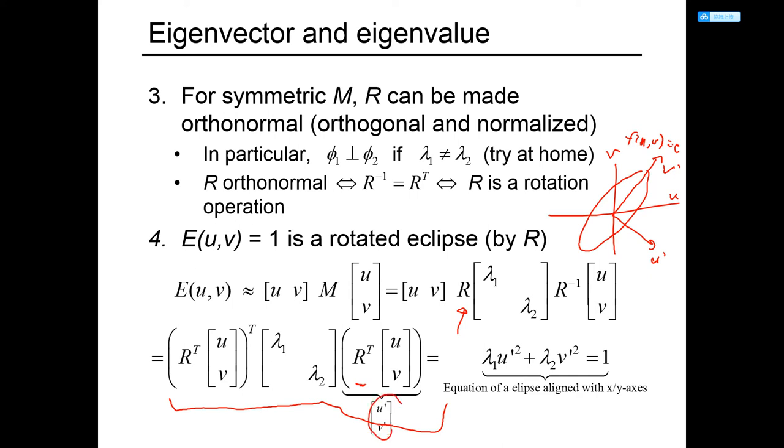And u pi, v pi are the new coordinates. It's like R multiplied by u v. So that will be under this new coordinate, u pi and v pi. And then what's going on is we basically just rotate things along the axis of interest, right? Along those major axes. And now under this axis, we can say the function now is simply like this, right?